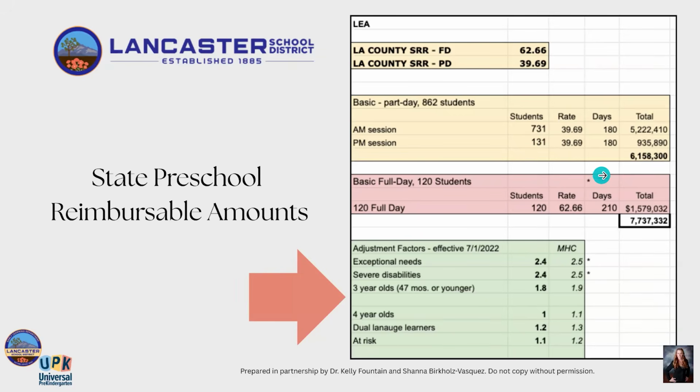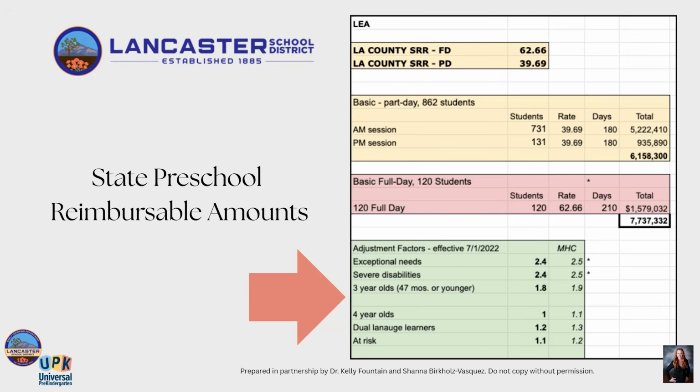We bring in about $6 million. For our full day children, which we have 120 spots, if we were full for 210 days, we can bring in $1.5 million, which brings our contract to $7.7 million, which does not include our cost of care. It does not include any adjustment factors.